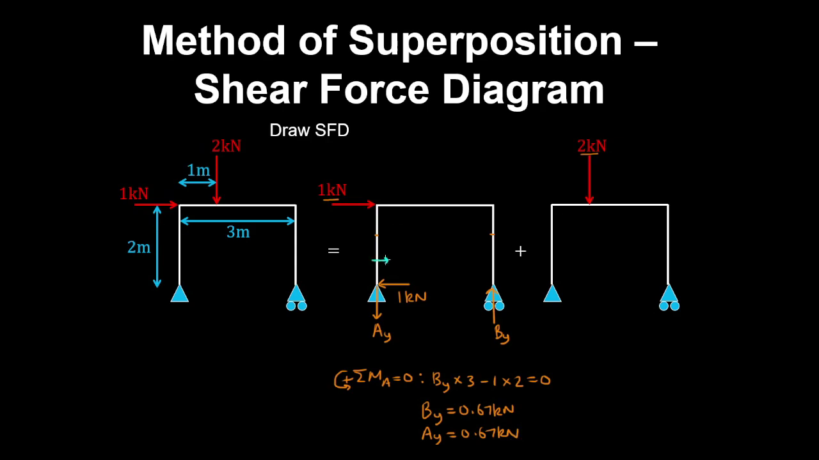And now if we cut the column, we can see that the shear force is constant at 1 kN. Now on the other side, if we take a free body of the right column, we have the reaction By acting on that column. And by vertical equilibrium, we must have an equal and opposite force acting on the top. And therefore by Newton's third law, we have an equal and opposite force acting on the beam of 0.67 kN.